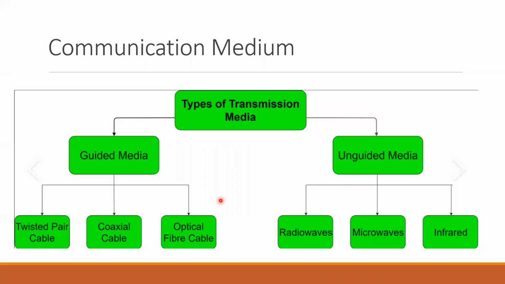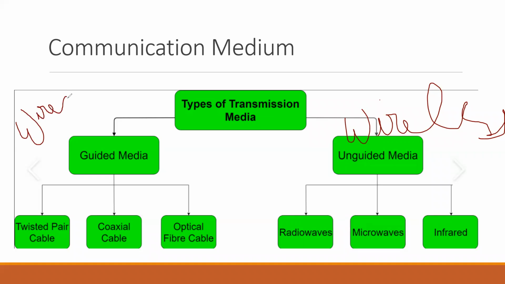Moving ahead, how many types of communication medium do we have? Communication medium means how you are communicating. There are two types of medium, unguided and guided. Unguided means wireless. And guided means wired communication.